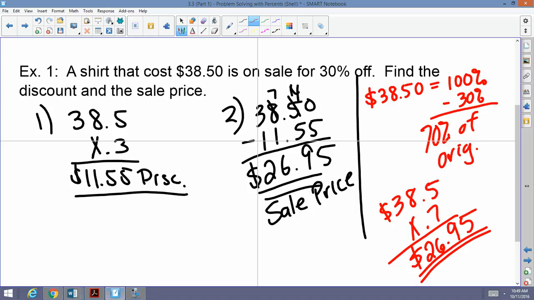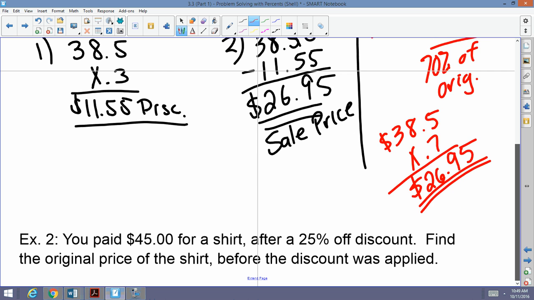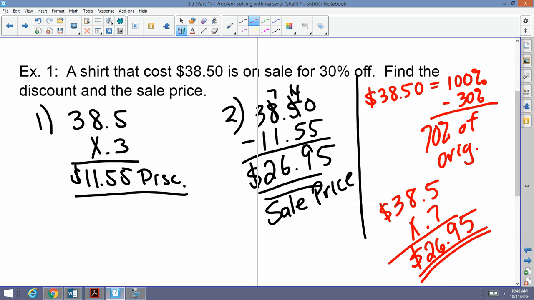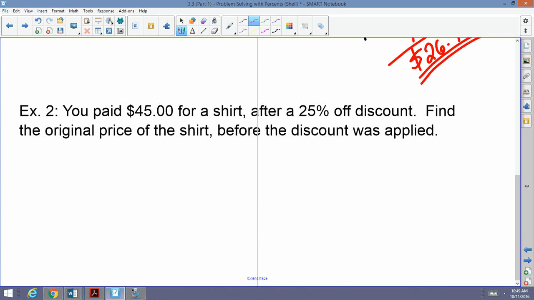Now, if they told you, how much did you save, how would you find that? Subtract what? That's right, $38.50 minus $26.95, and that tells you what your discount was. But this is the way to think of percents, okay? You got to think of it this way. For example, this is where the first method is not going to render you any good.